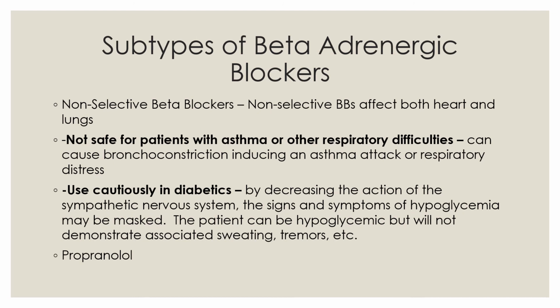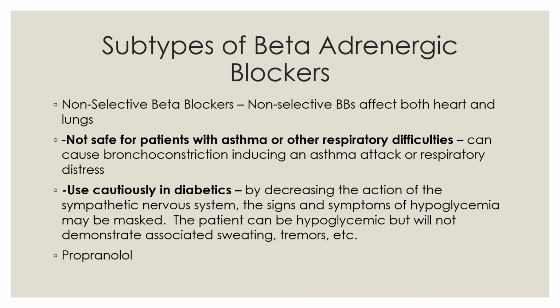Now, when we're talking about beta blockers, it's really important for you to understand that every beta blocker is not the same. And so there are subtypes of beta blockers, and those subtypes are selective and non-selective. The non-selective beta blockers are beta blockers that affect both cardiac and lung tissue by affecting that sympathetic nervous system. And so they don't select a certain type of tissue to affect.